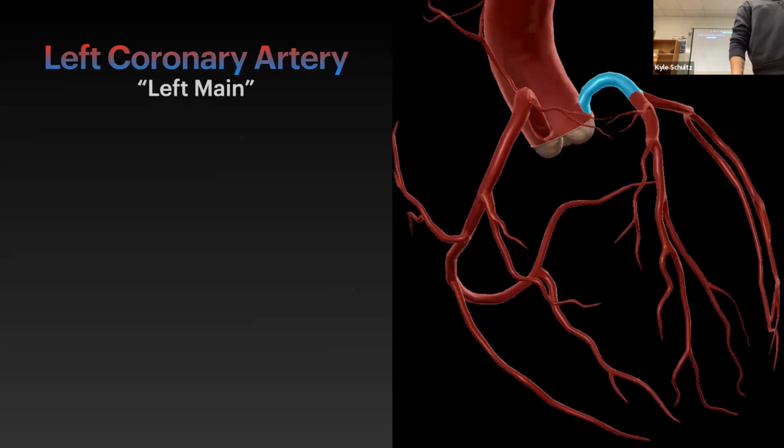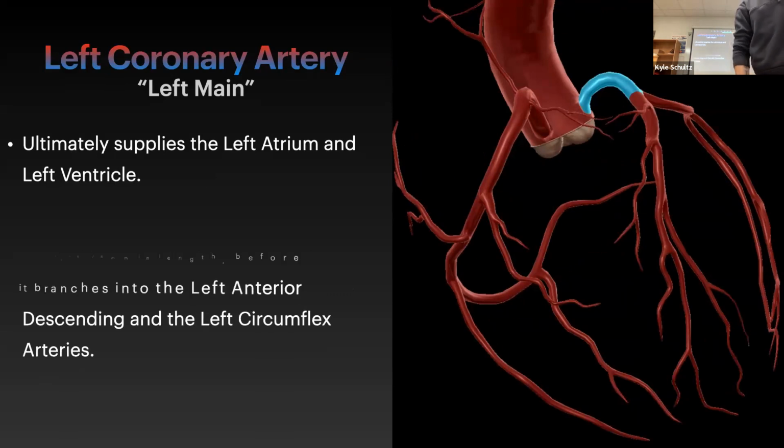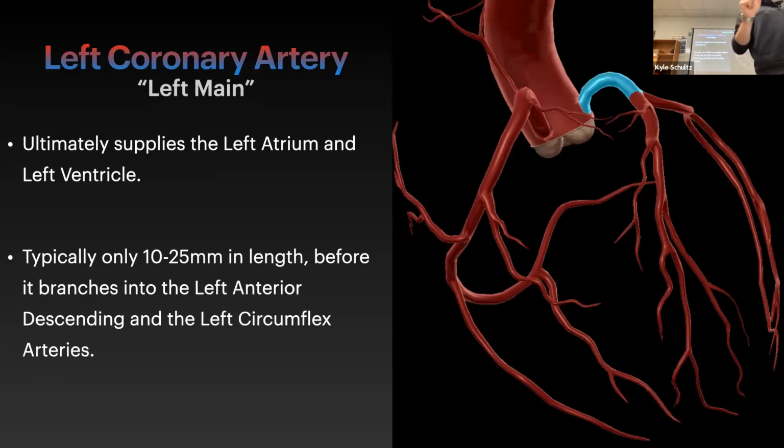The next one that we're going to get into is going to be the left coronary artery. This one is a big one. It's important. If you've ever heard the term left main, that's what they're referring to: the first branch off the aorta, called the left coronary artery. It ultimately supplies the entire left atrium and left ventricle. It's only about 10 to 25 millimeters in length before it branches into the left anterior descending and the left circumflex, or that circ that I mentioned before, arteries.